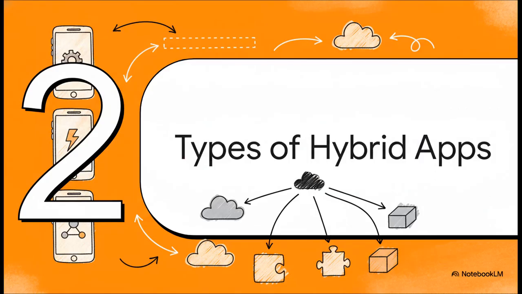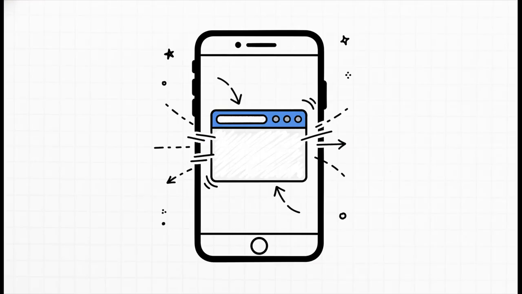And just when you think you've got it figured out, there's another layer. See, hybrid isn't just one thing. It's more like a category with a few different flavors inside. Each one has its own strengths. So first up, you've got web view apps.